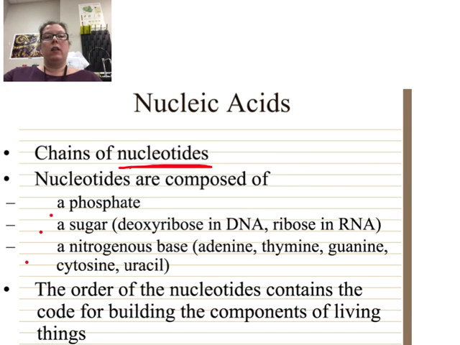And you may have heard the letters A, T, G, and C. Those are the bases that you find in DNA, and then in RNA, this little U replaces the T. The order of the nucleotides is what's going to contain the code for the molecule itself.